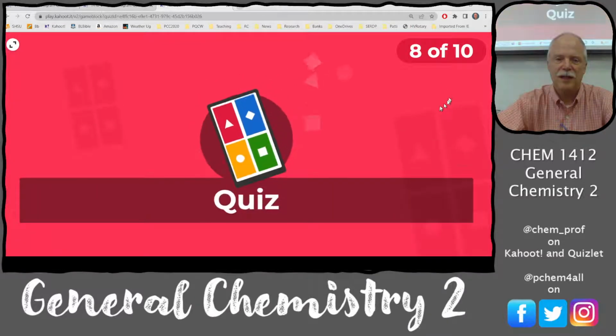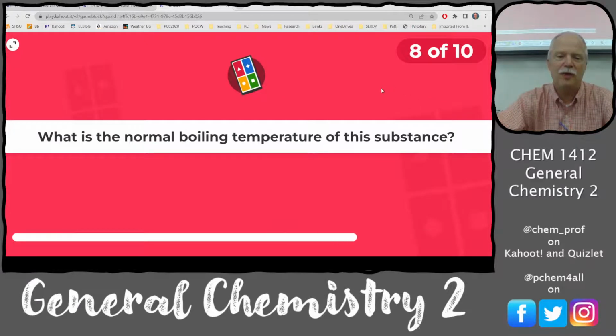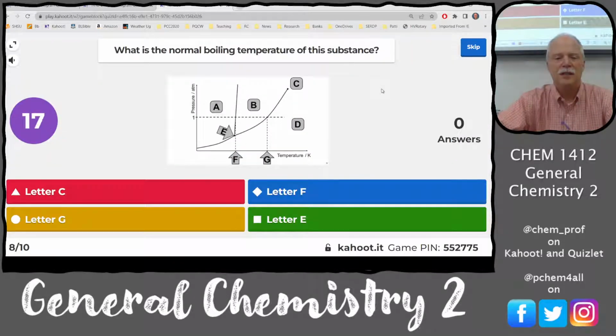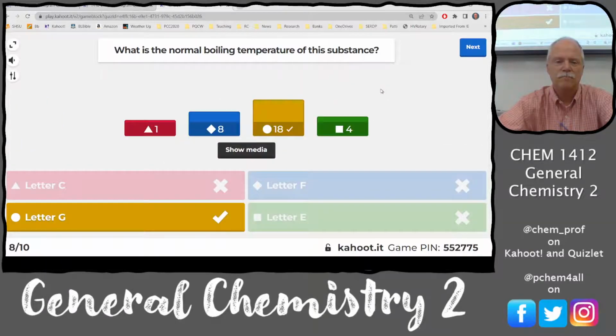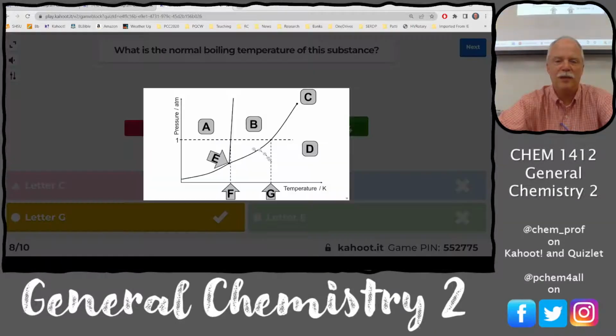Okay, number 8. What is the normal boiling temperature of this substance? You have to pick a letter that corresponds to the normal boiling temperature of this substance. We see 1 atmosphere is the dashed line that goes across left to right. Okay, so letter G, let me show you the plot. Here, the normal boiling point is right here. When the vapor pressure line hits 1 atmosphere, that's the temperature at which it's boiling.